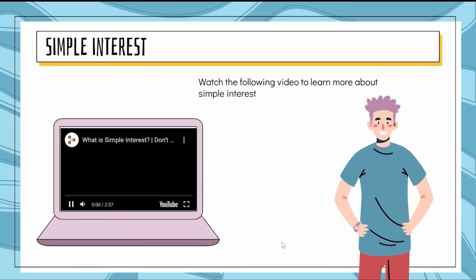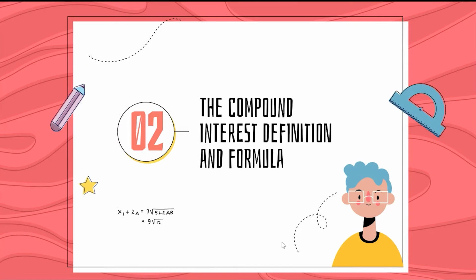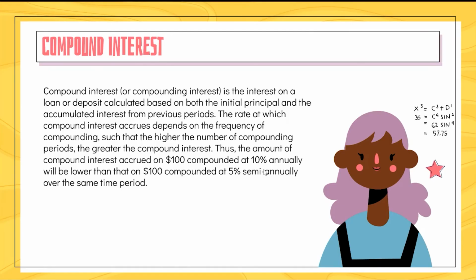Here again we are talking about compound and simple interest, the compound interest definition and formula. Oh, it's this topic. Compound interest, or compounding interest, is the interest on a loan or deposit calculated based on both the initial. Oh, okay, I don't know this word. Using the dictionary.